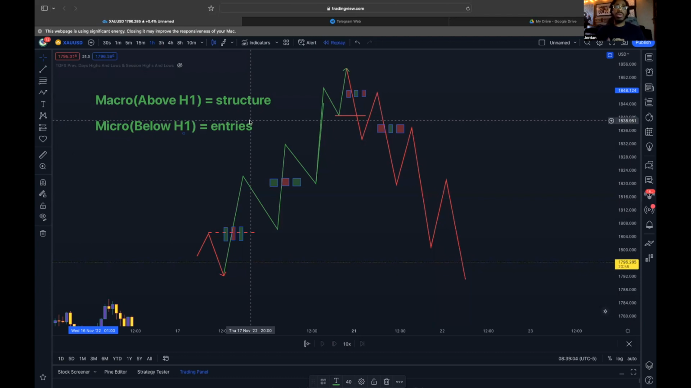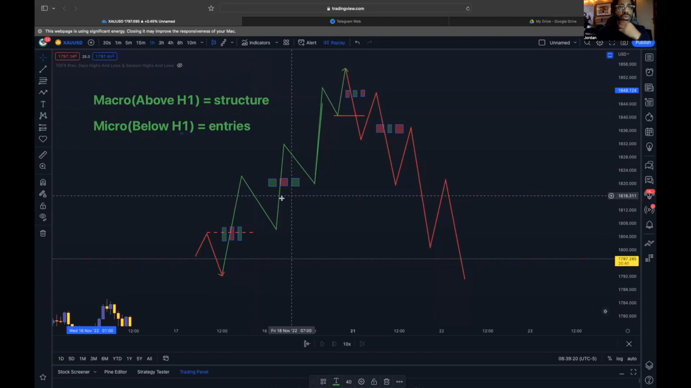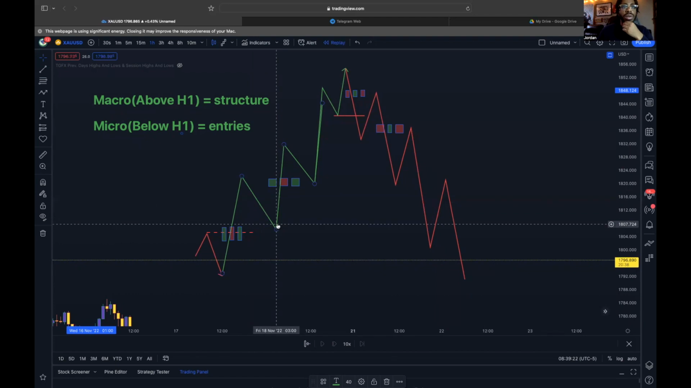Macro is everything above the hour one time frame, and micro is everything below the H1 time frame. Micro is for our entries, and everything above is for determining structure. So if you look at this little diagram that I have up here, let's just say first, a buy scenario.